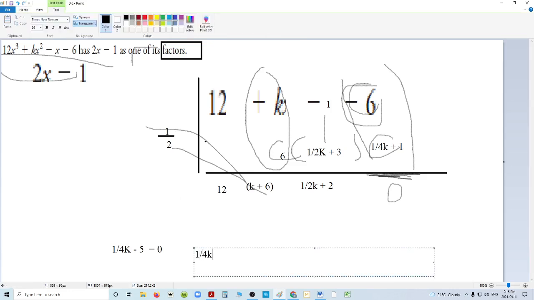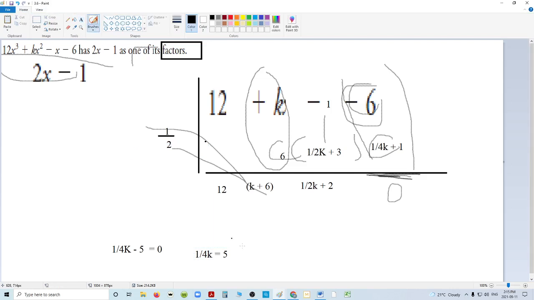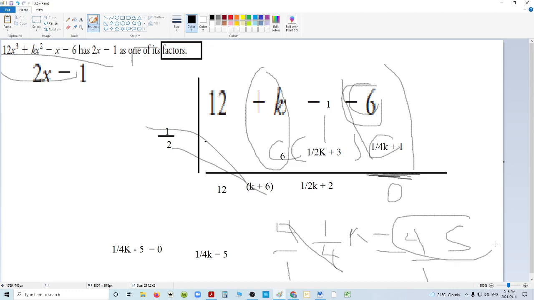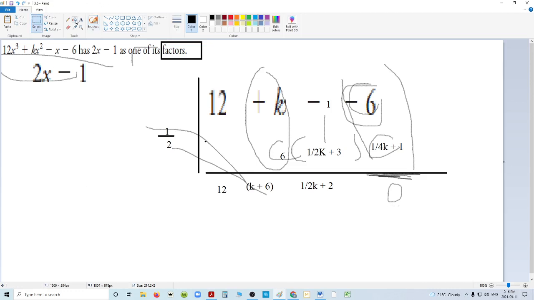A quarter k must be equal to 5. How do you get rid of a quarter? If I have a quarter in front of a k, multiplying a k, how do I get rid of that quarter? I have to multiply by its reciprocal. That's why I like to say multiply by the reciprocal. And I must do it on both sides. So these will cancel, and I'm left with k is equal to 4 times 5, 20. So it's clear that k is equal to 20, but here's the thing.